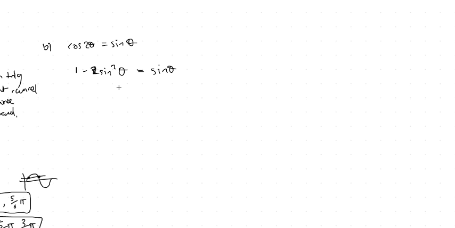Okay, so who can guess what this is going to be like? See if you can have a guess. Yes, if you thought disguised quadratic, then you're right. So let's put everything onto the right side. We will get 2 sine squared theta plus sine theta minus 1 equals 0. You see there we've got a quadratic. We can make a substitution if we want, if we feel more comfortable. 2y squared plus y minus 1 equals 0.